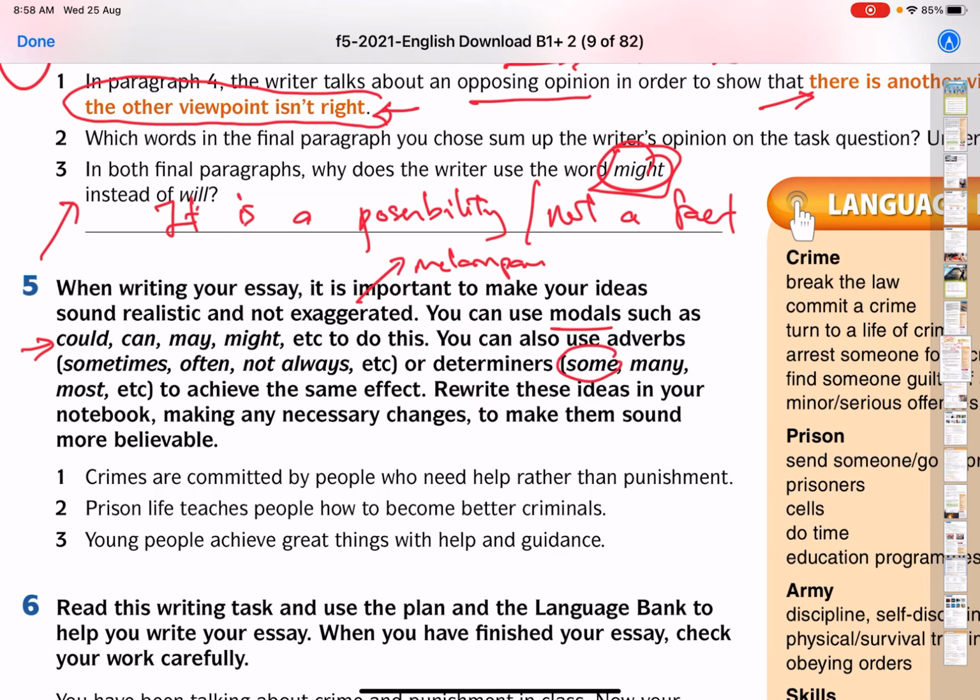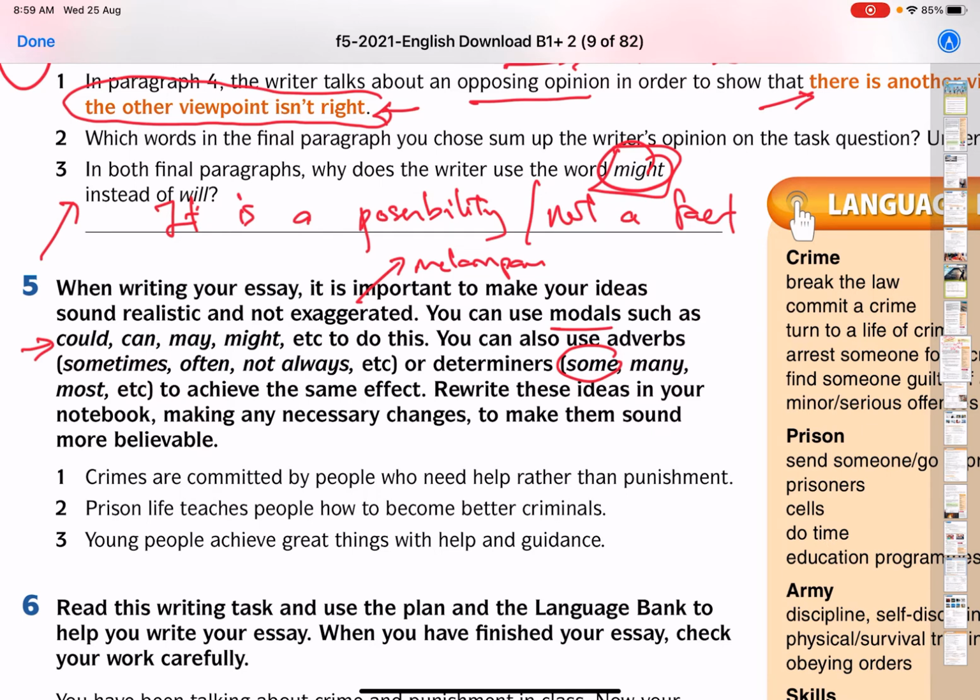Okay, for example. Alright, so that it sounds more realistic. Jangan bagi pendirian yang kononnya melibatkan semua orang. No. That is wrong. Okay. So for this task, rewrite these ideas in your notebook, making necessary changes to make them sound more believable. Believable maksudnya lagi boleh dipercayai.